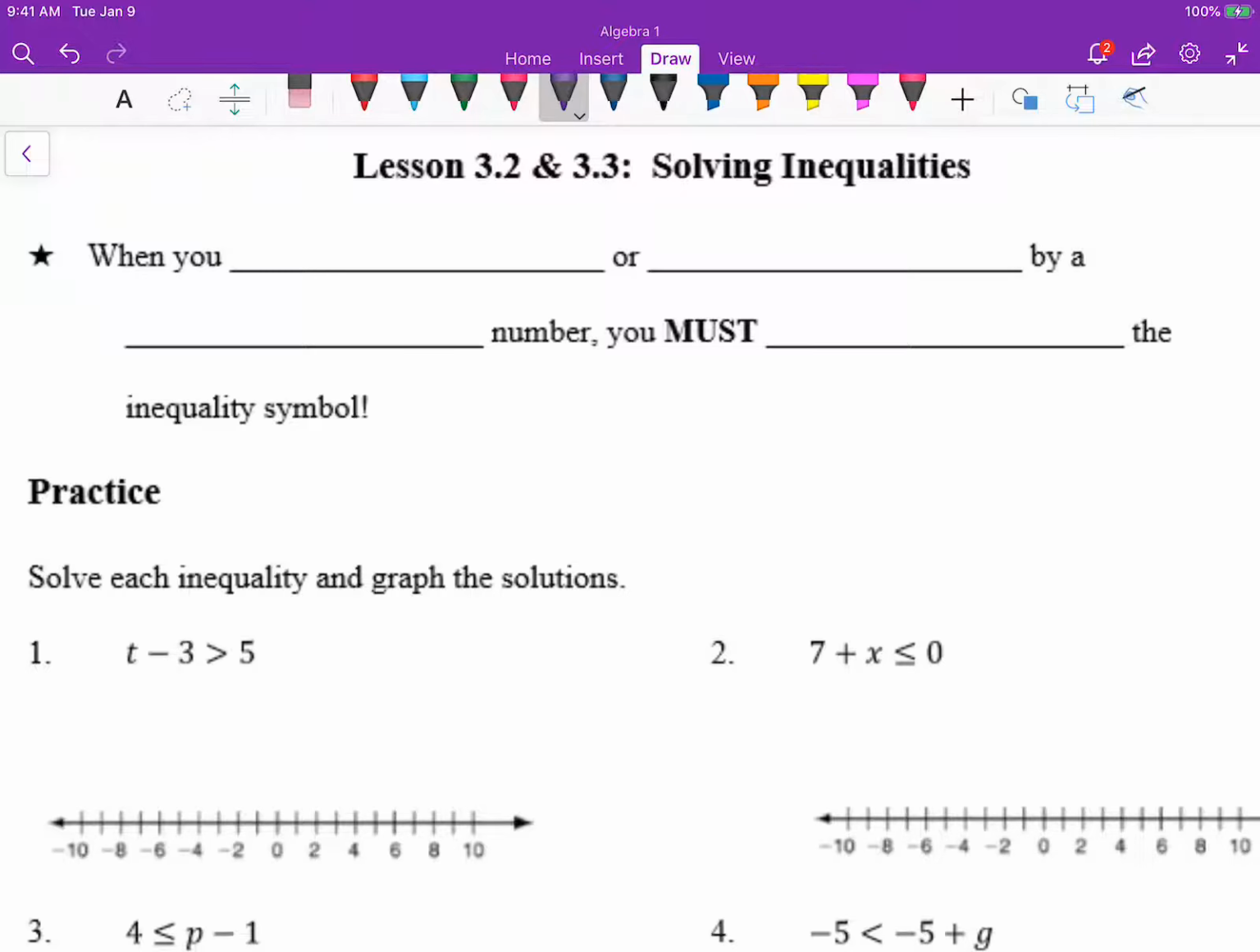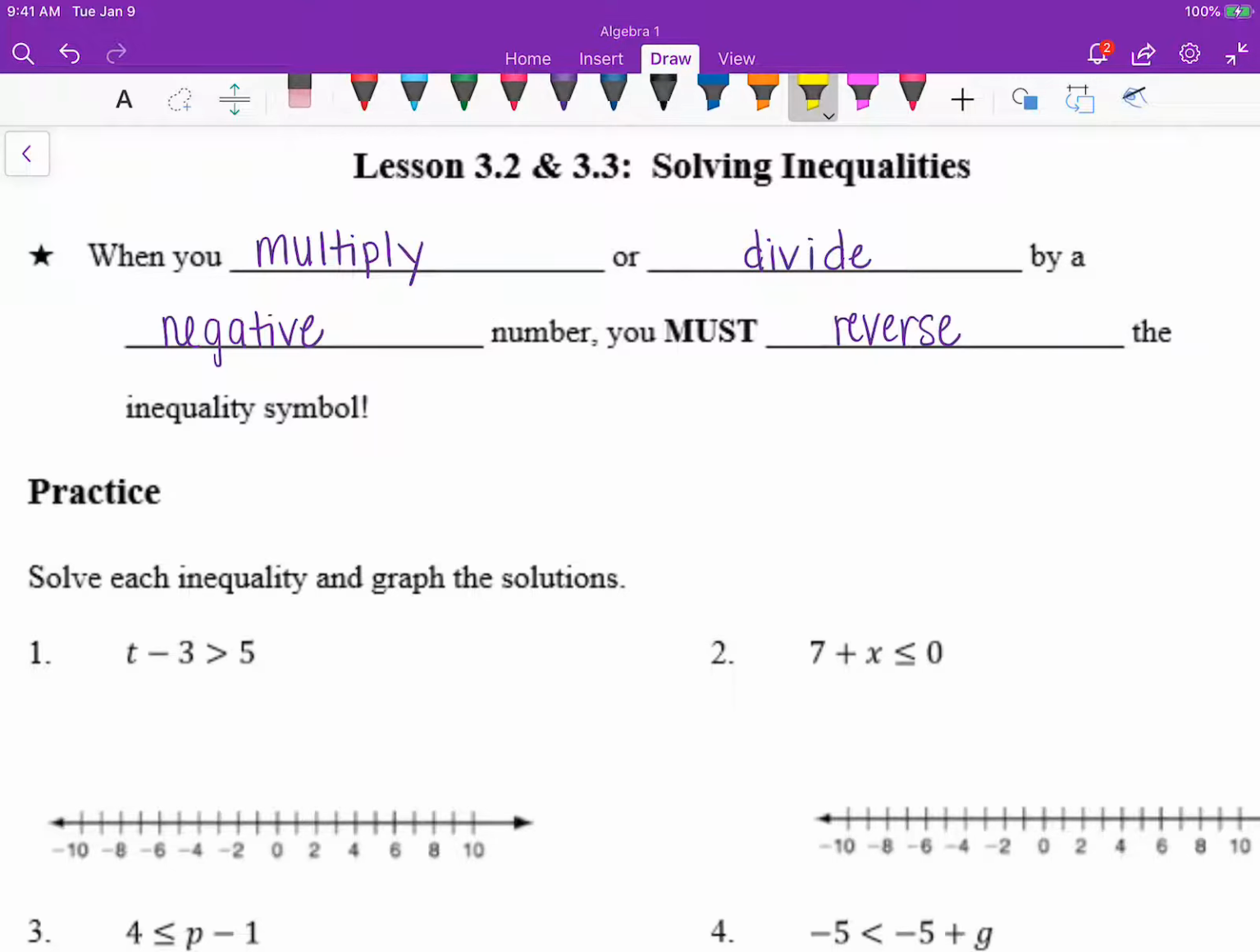So if you take a look at the first little part at the top, there's one thing that we're really going to have to be very cautious of in this lesson, and that is when you multiply or divide by a negative number, you have to remember to reverse your inequality symbol. So what I want you to write right here is that when you multiply or divide by a negative number, you must reverse the inequality symbol.